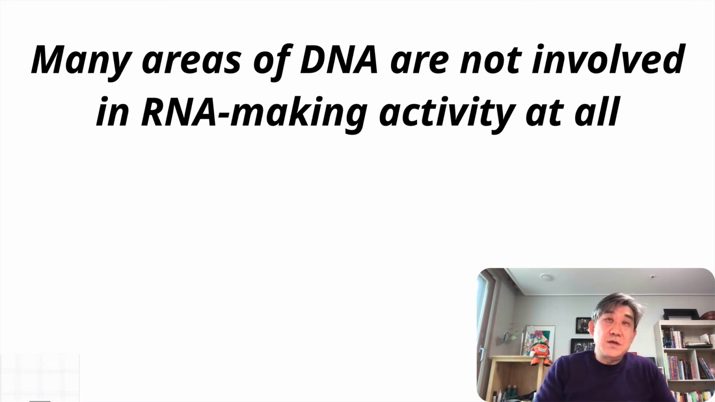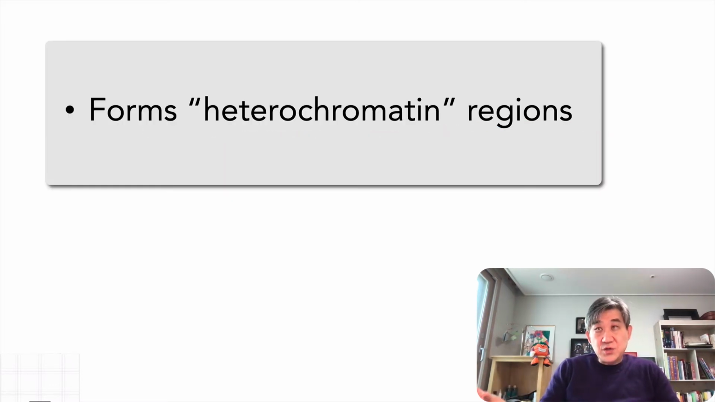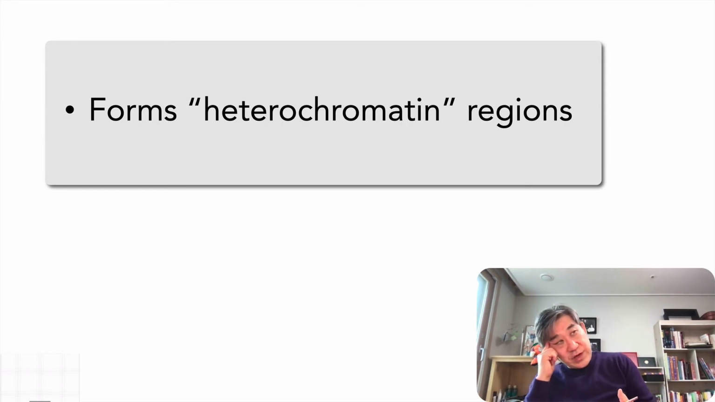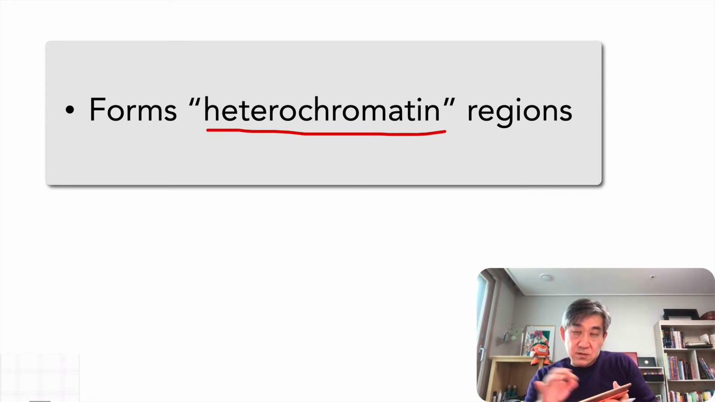But more importantly, with all these different types of RNA making, each of which is a legitimate area of a gene, the majority of the area on your chromosomes is not involved in any of this RNA making activity at all, so they are non-genes. And here is the important concept: those areas usually tend to be organized in certain heterochromatin regions.